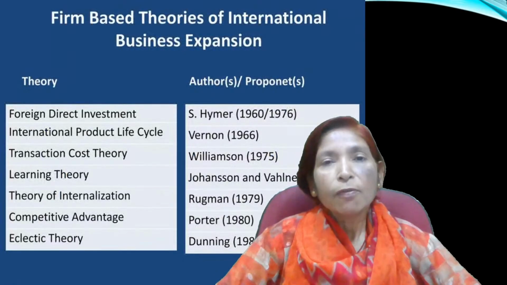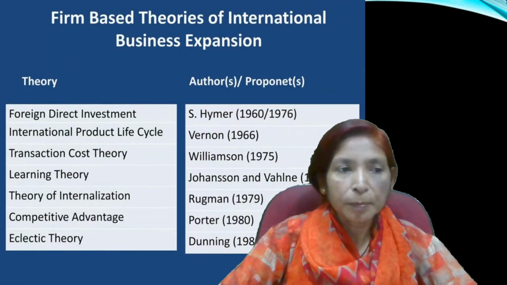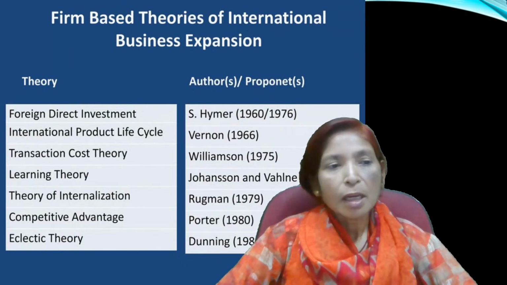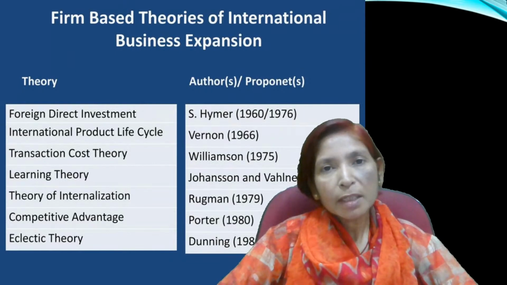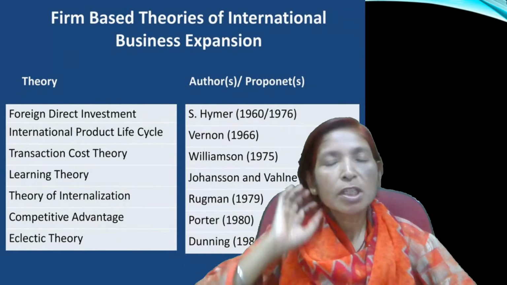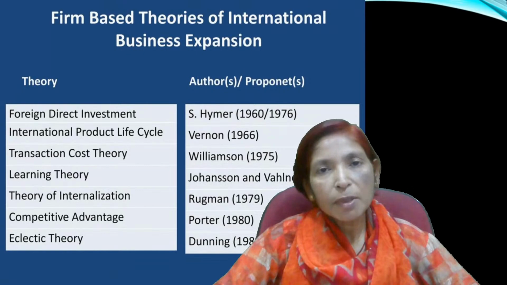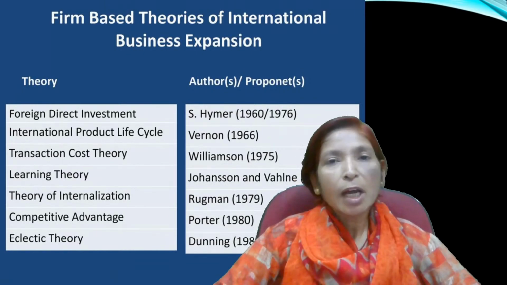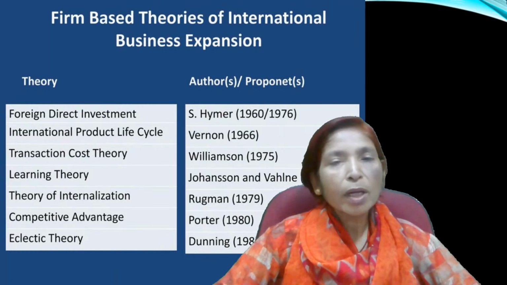Next is firm based theories of international business expansion. There are some theories of international business expansion in which first is foreign direct investment. Foreign direct investment is that investment which is made by foreign companies in developing and underdeveloped or less developed countries. At present, with the help of globalization, the foreign direct investment limit is going to increase.